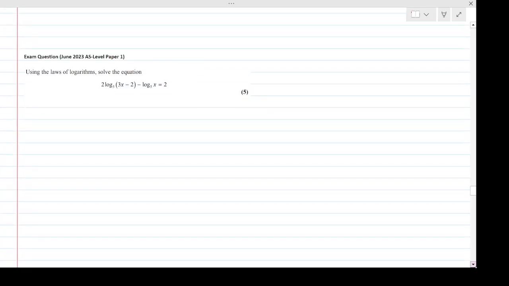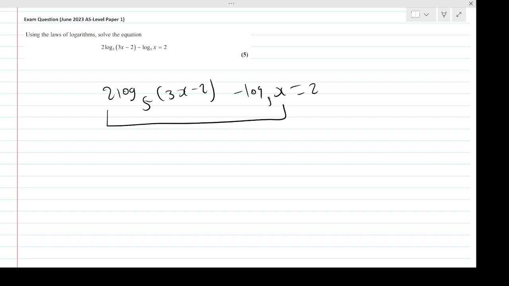Okay, again, we've got another equation. We need to solve this equation now, just 5 marks, just solve it. So we have 2 log 5 of 3x minus 2, take away log 5 of x equals 2. So again, all the logs are on one side. I need to put this all as one log. But I'm subtracting the logs, so I'm going to divide them.